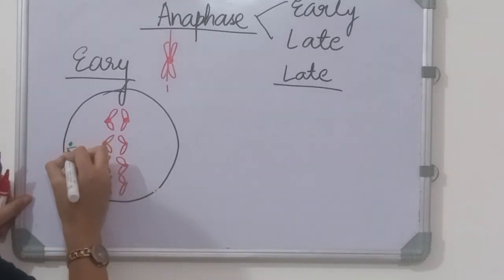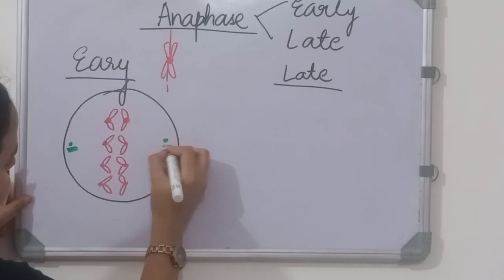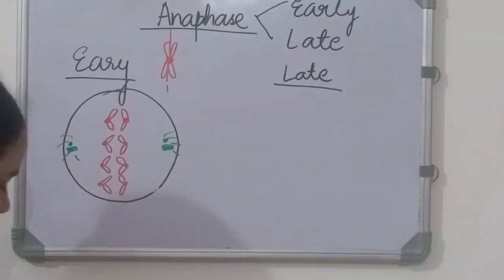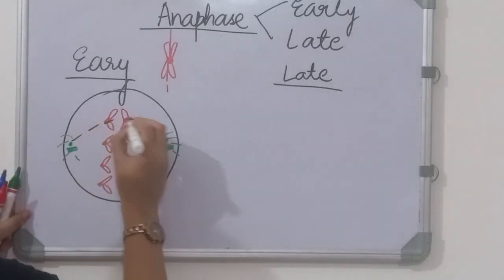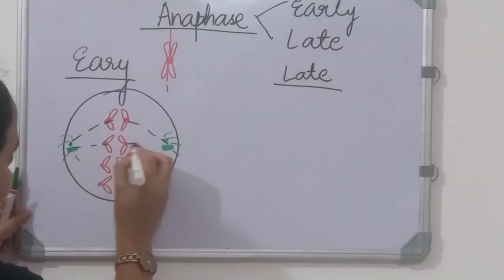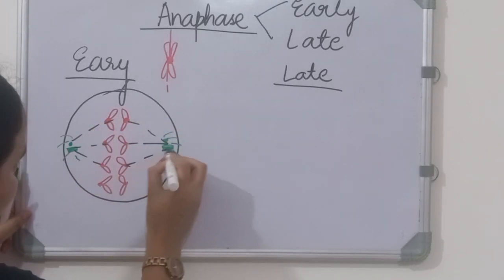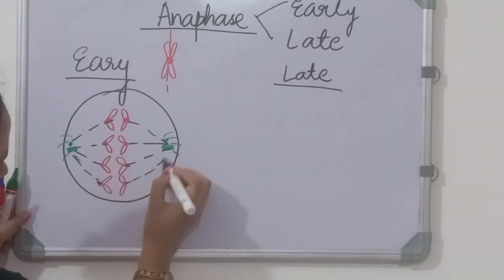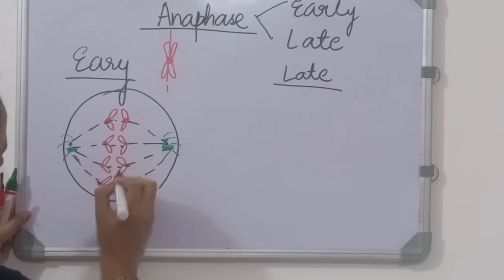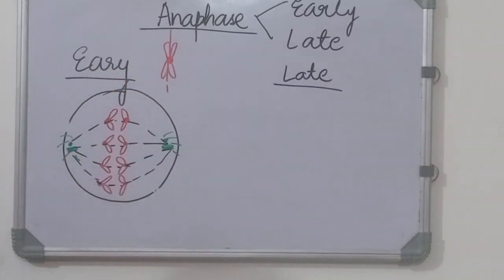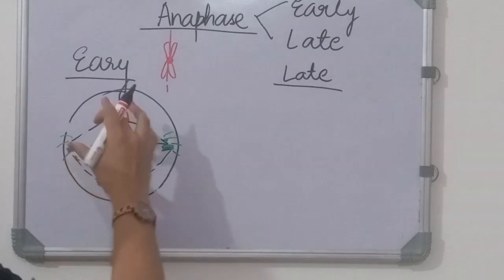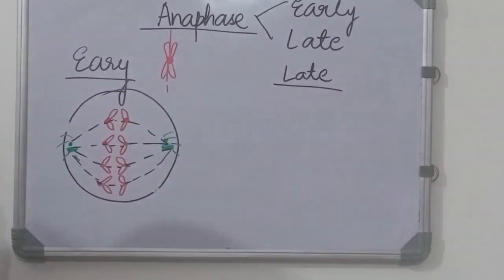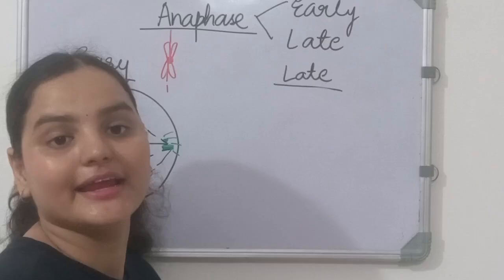We have centrosomes, then spindle fibers. Always join the spindle fibers at the centromere. This is early anaphase, means the centromere has split and these sister chromatids are trying to move towards the opposite poles. Now I am drawing the late anaphase stage.